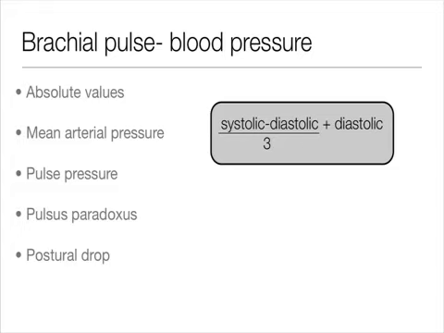Pulsus paradoxus is a drop of more than 15 mm of mercury on inspiration, and this can be seen in left ventricular compressive states such as cardiac tamponade, constricted pericarditis, and can be seen in severe asthma where there is impaired venous return. You should also examine for any postural drop in blood pressure, and you should ask the patient from a sitting position to stand, and then you'll want to take their blood pressure every minute or so for the next few minutes, and a drop of 20 mm of mercury in systolic or 10 mm of mercury in diastolic indicates a postural drop.